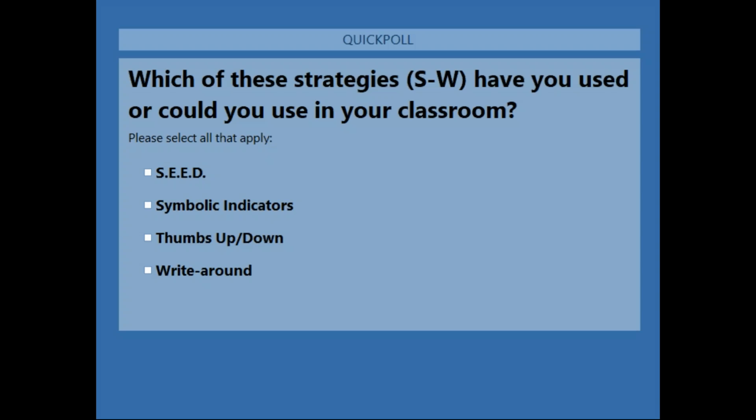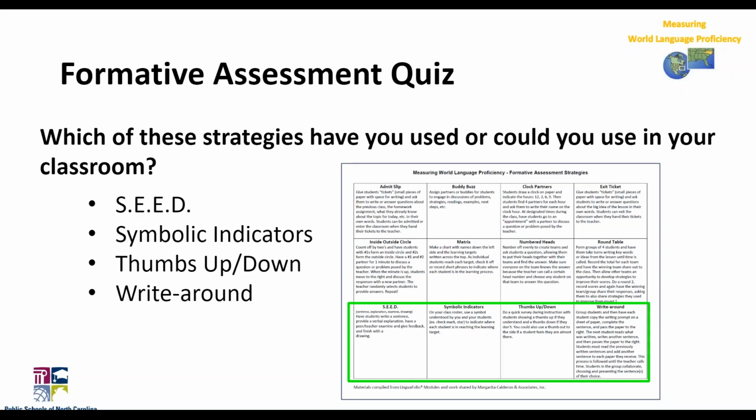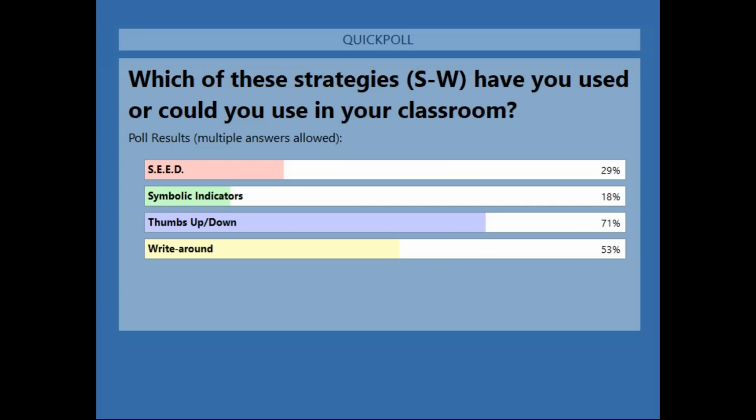All right, go ahead and finish sharing on this poll. What have you used or could you use in your classroom of these 4 formative assessment strategies? All right, looks like we're done voting. Go ahead and close the poll and then share our results.